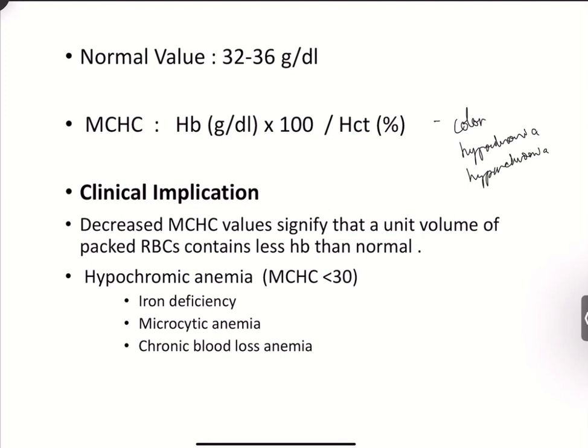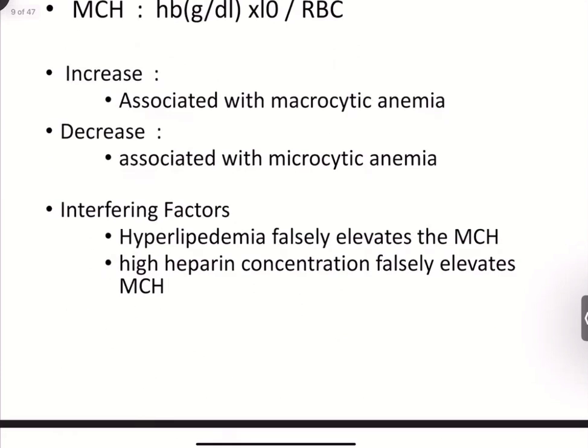For hypochromic anemia, the value is less than 30. The borderline for an abnormal MCHC is 30, which is manifested by iron deficiency anemia, microcytic anemia, and chronic blood loss anemia. Why? This results in decreased hematocrit, like in microcytic anemia.